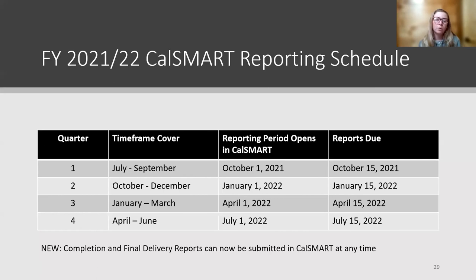This is the 21-22 schedule. Pretty self-explanatory. On April 1st, it's going to open up for quarter three reporting, and it will close on April 15th. This is not a quarter where we will be reporting to the commission. Our latest report we just submitted, and the SB1 office reported it to the commission at the March meeting. The next time we will be reporting to the commission on the program as a whole will be in October, and that will cover information that was submitted in CalSMART for quarters 3 and 4. Next slide, please.